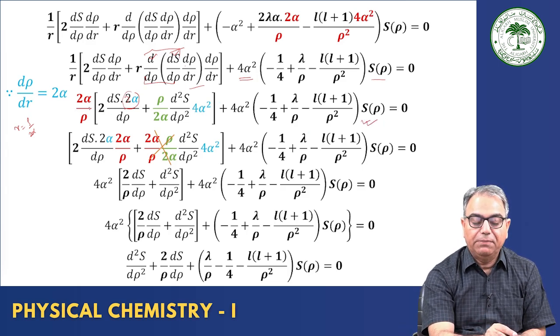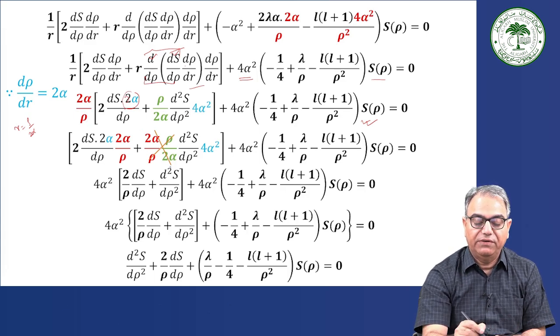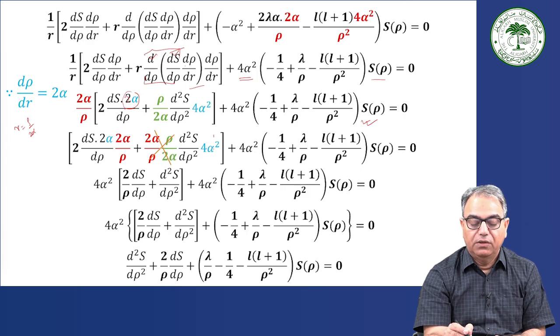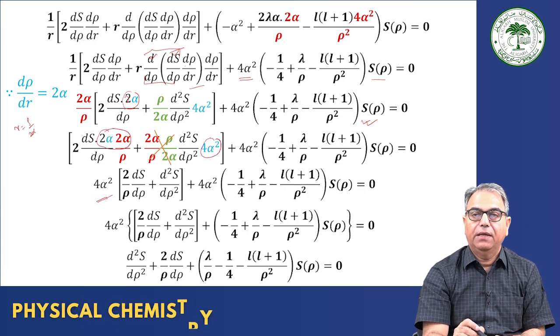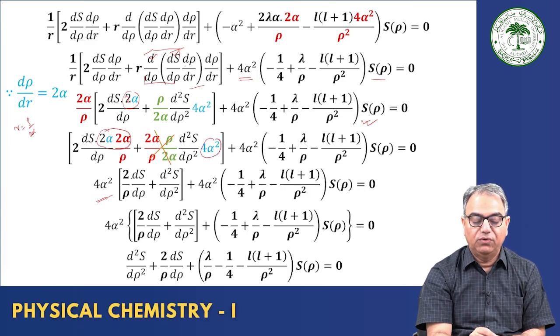In the first part, if you multiply by 2 alpha divided by rho, what happens? 2 alpha and 2 alpha divided by rho, so you have 2 alpha into 2 alpha divided by rho and 4 alpha square. So, you have 4 alpha square here also and 4 alpha square here also. So, this 4 alpha square you can bring outside. One of the 4 alpha square is this one, another 4 alpha square is this one. Okay. So, you can bring it outside, and now you have 2 divided by rho, ds divided by d rho plus d square s divided by d rho square.